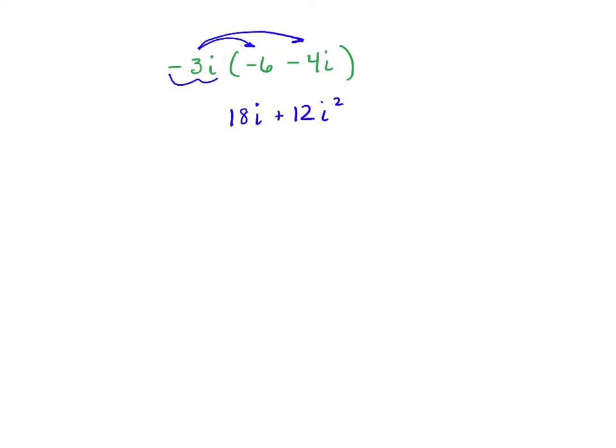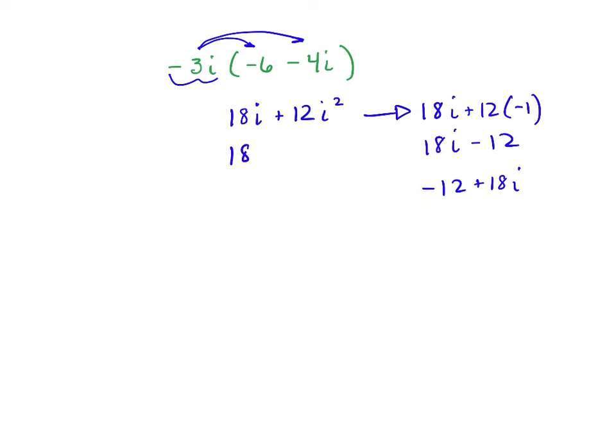Now, in general, we don't show, you can show it. So like 18i plus 12 times, well, i squared is negative 1. So it's 12 times negative 1, which is minus 12. And then we put the real part first, the negative 12, and the imaginary part second. But in general, the workflow looks like this.